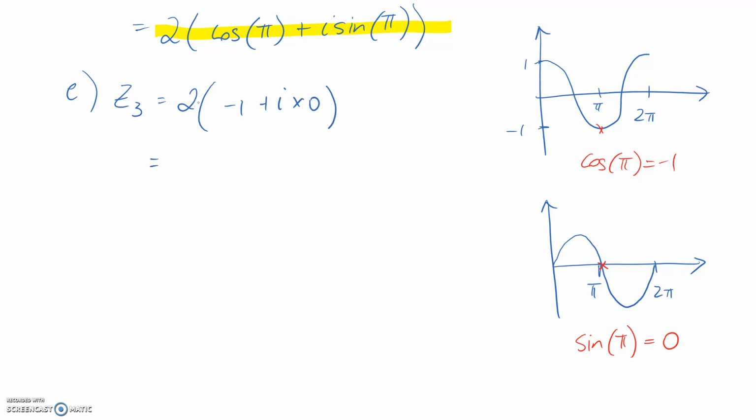So now let's multiply in our 2. So it's going to be 2 times -1, which is -2. And i times 0, that disappears, and it could get multiplied by 2 again, but it doesn't really matter because it's going to go to 0. So our answer in Cartesian form is just that Z3 is equal to -2.